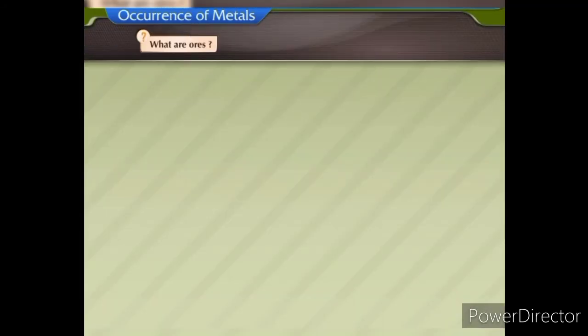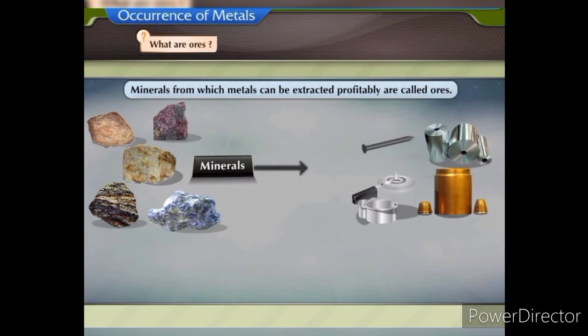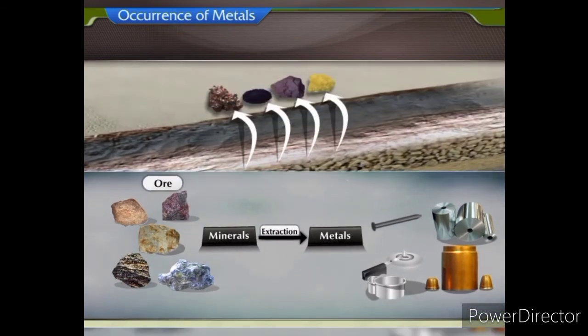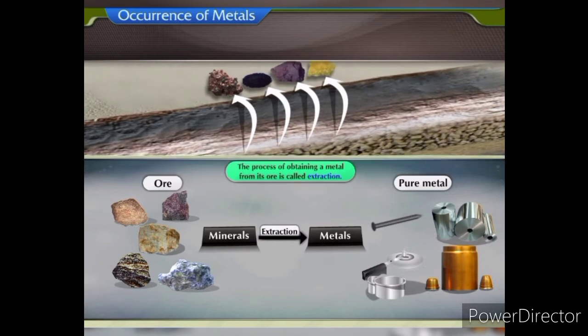What are ores? Minerals from which metals can be extracted profitably are called ores. After the ore is mined, it has to be converted to the pure metal. The process of obtaining a metal from its ore is called extraction. The processes which involve the extraction of metals from their ores and their refining are known as metallurgy.